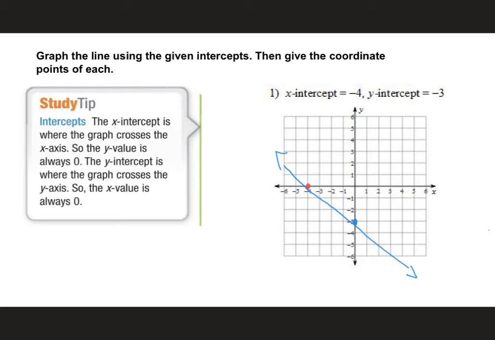So this means that the actual zero of this function would be -4 because that is the x-intercept. If I want to give the coordinates of each point, my x-intercept, which was in red, is going to be (-4, 0). And then my y-intercept is going to be (0, -3).